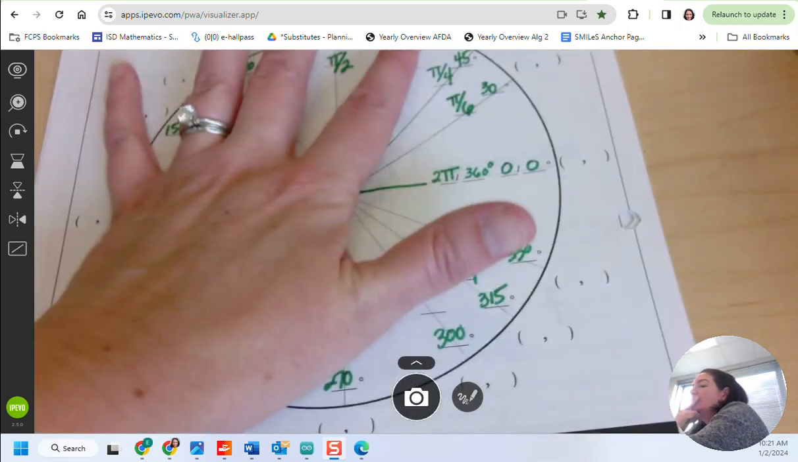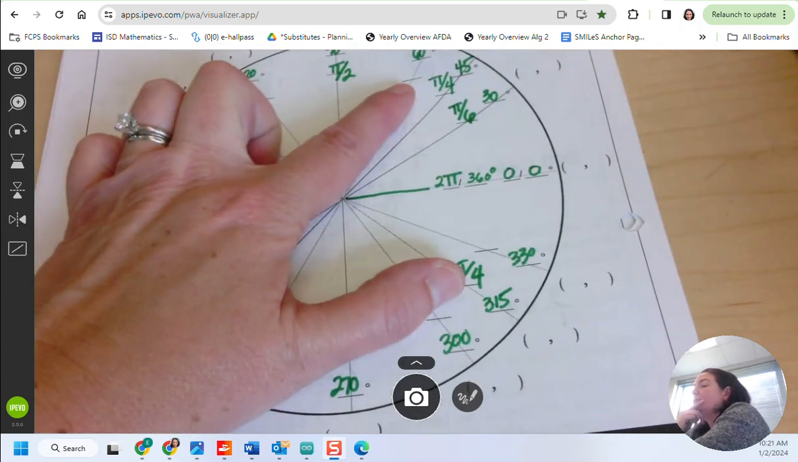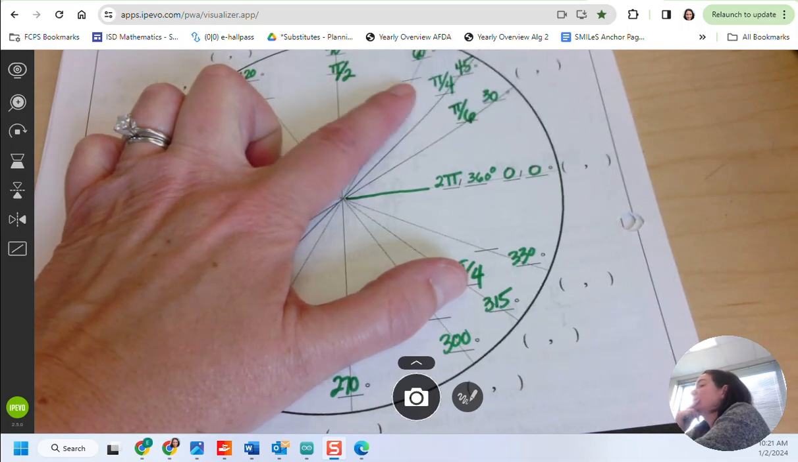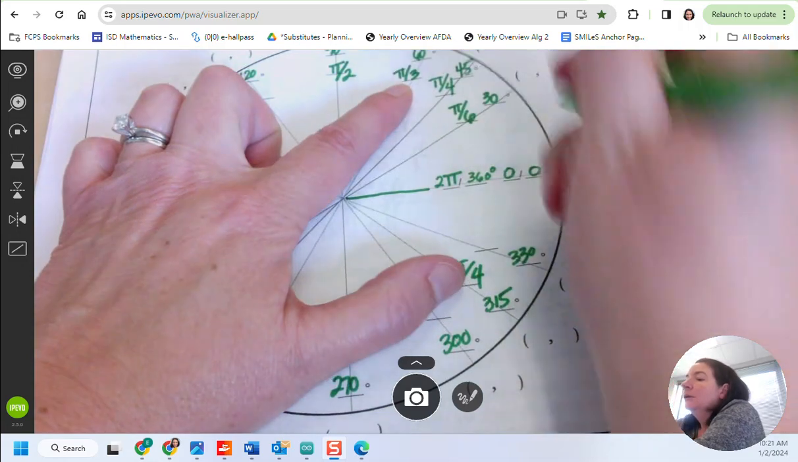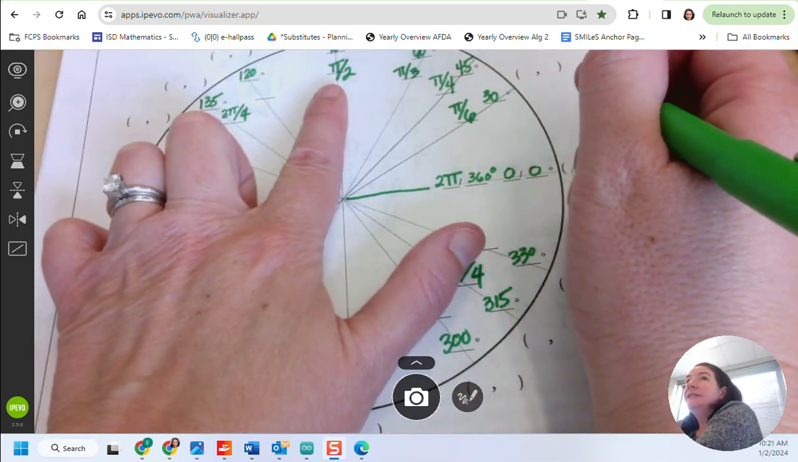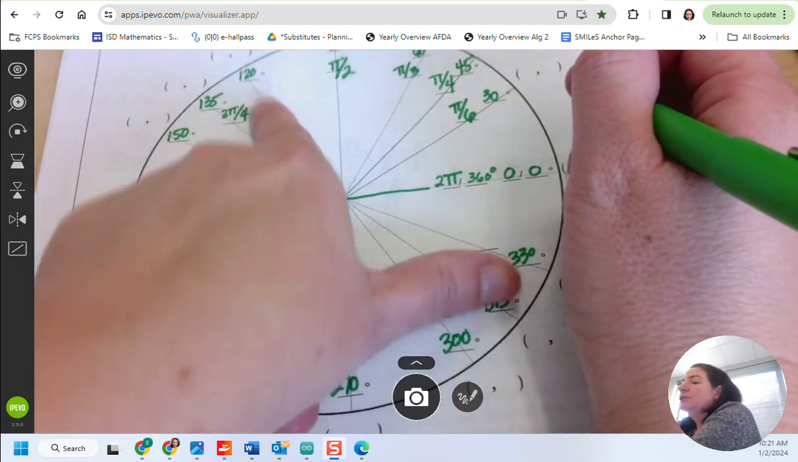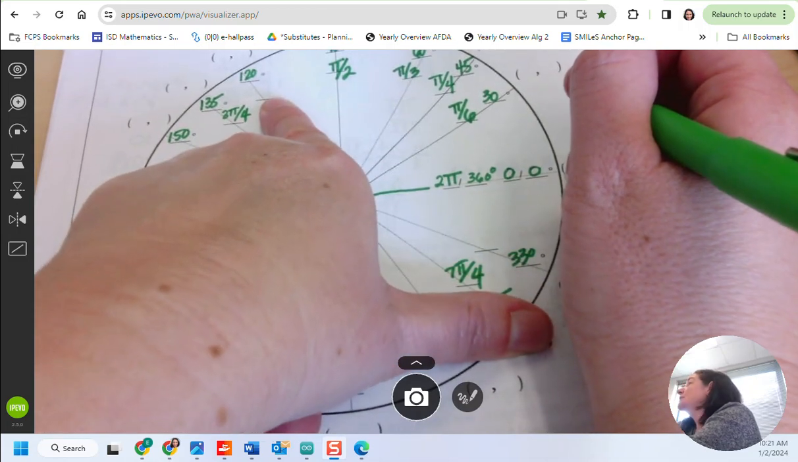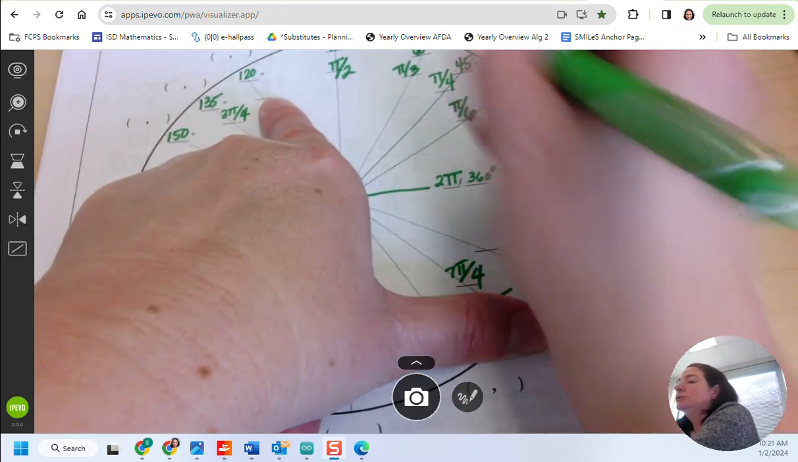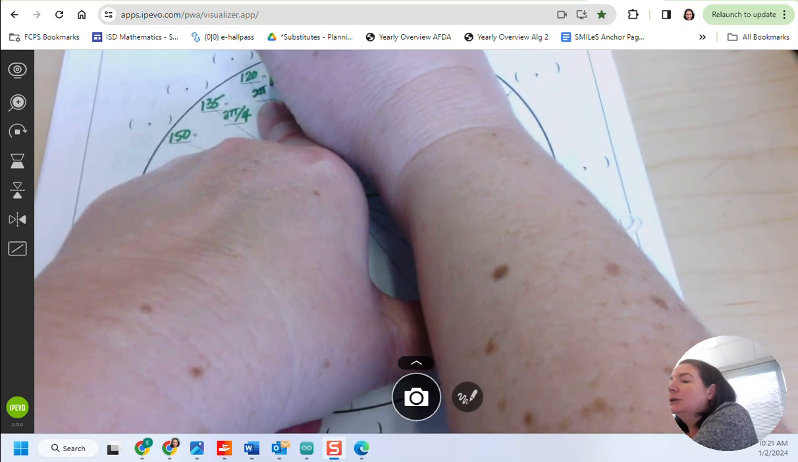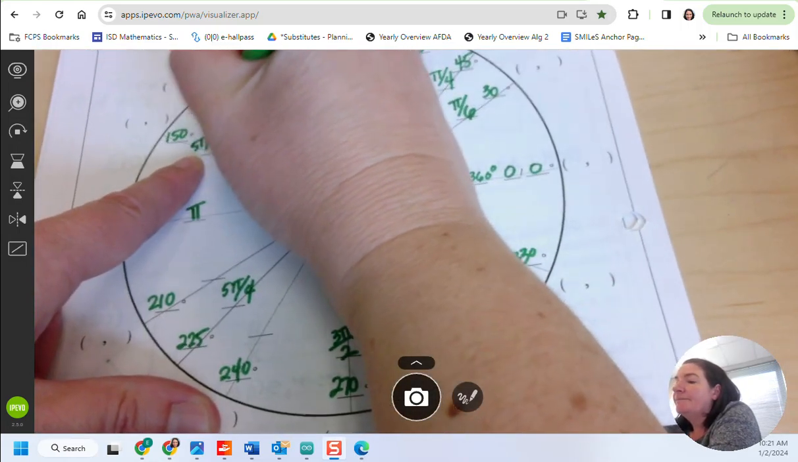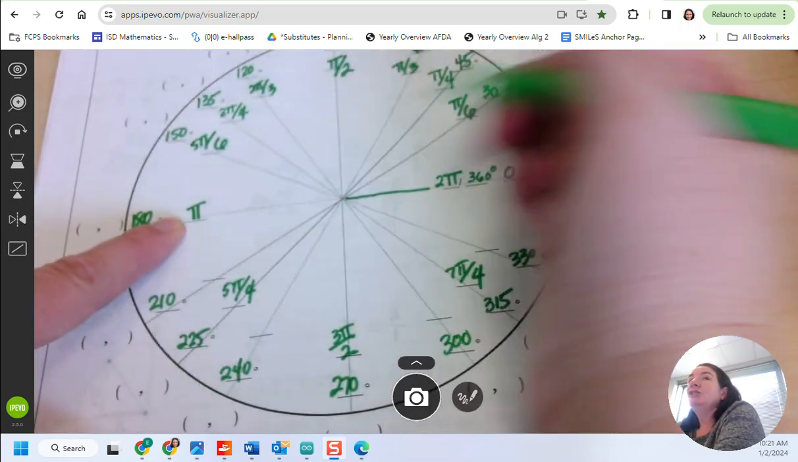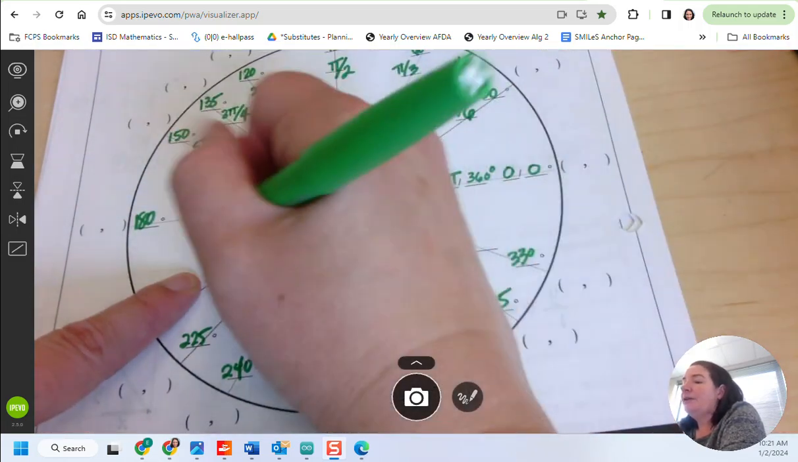Then I go to the next one, and that's 2 pi over 6, but 2 pi over 6 is going to be pi over what? Pi over 3. And then 3 pi over 6 is pi over 2. This is 4 pi over 6, which simplifies to 2 pi over 3. 5 pi over 6. 6 pi over 6 is just pi. 7 pi over 6.